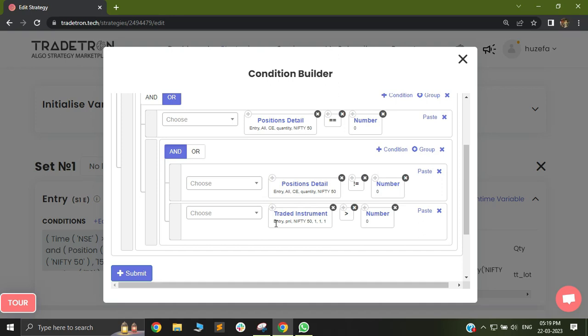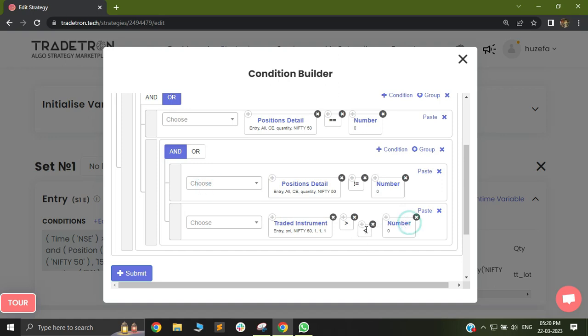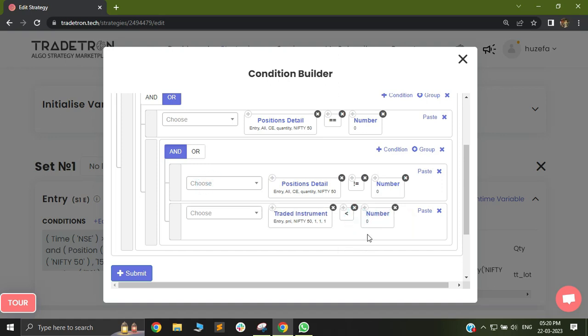Now let's assume I want the opposite, that I don't want a re-entry in case of a profit. I can directly select this thing. So now my condition is opposite. So in case the PNL is negative or it's a loss-making trade, in that case only then my strategy will be allowed to take a re-entry. Otherwise, it will not be allowed to take a re-entry.